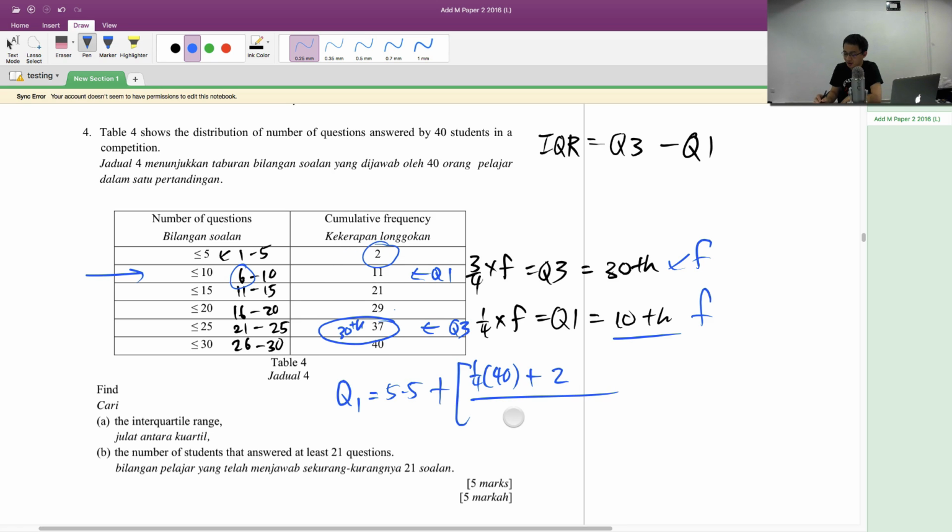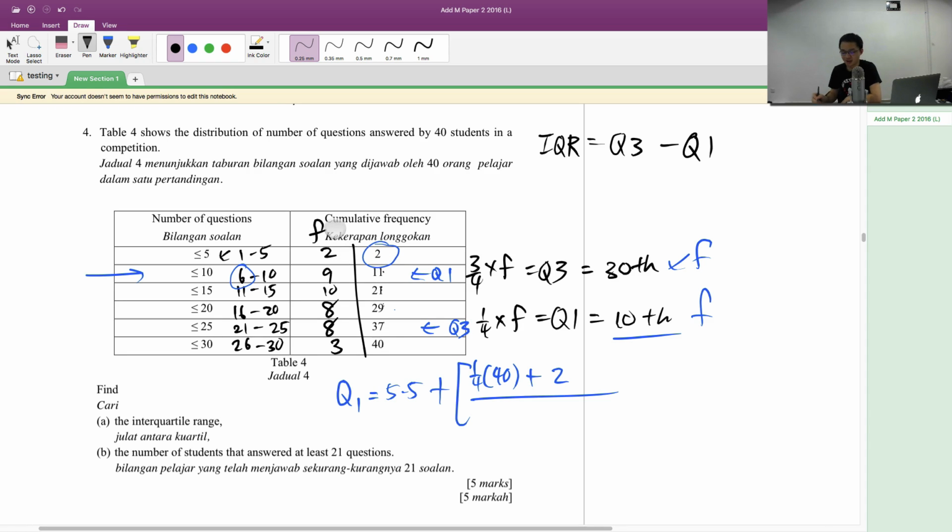Divided by the frequency of the class itself. Okay, the frequency of itself is a bit tricky. If you write 11 here, you will get it wrong, because it is not 11. You have to find the frequency yourself. So how do we find the frequency ourselves? We do subtraction. 40 minus 37 is 3. 37 minus 29 is 8. 29 minus 21 is 8. 21 minus 11 is 10. 11 minus 2 is 9. So the first one is 2.